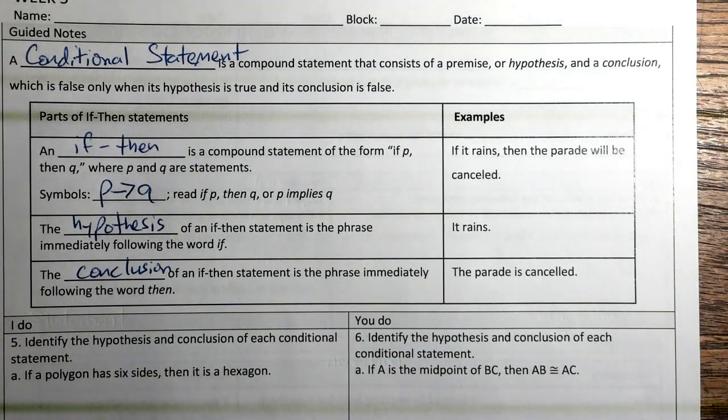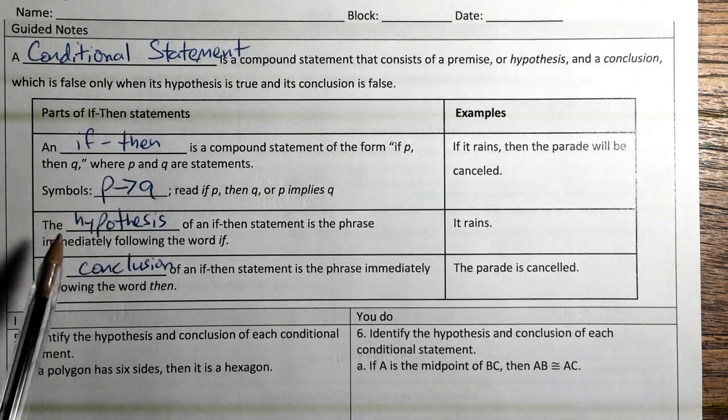A conditional statement is a compound statement that consists of a premise or hypothesis and a conclusion, which is false only when its hypothesis is true and its conclusion is false. Let me read that again. A conditional statement is a compound statement that consists of a premise or a hypothesis and a conclusion, which is only false if the hypothesis is true and the conclusion is false. So remember, that's the only way this can be false. Keep that in the back of your mind.